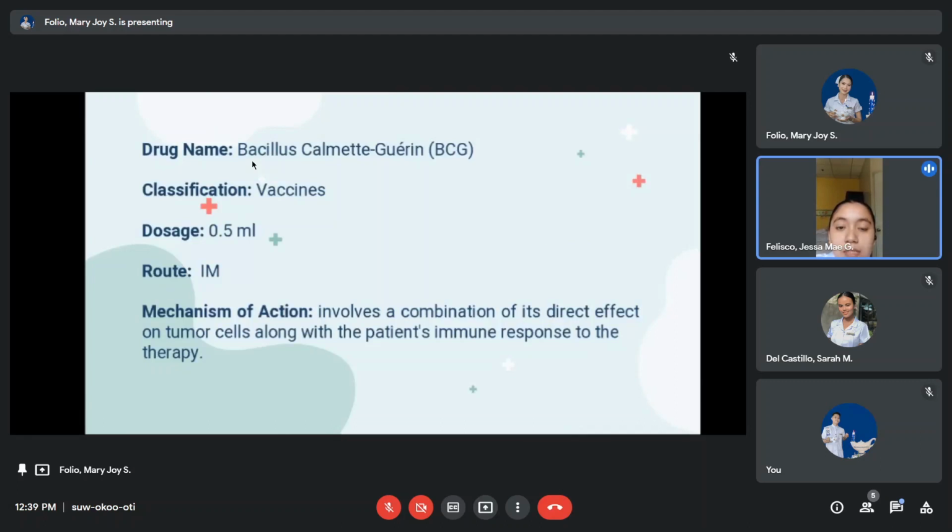Lastly, we have the Bacillus Calmette-Guérin or BCG. This belongs to the classification of vaccines and the dosage is 0.5 ml. The route is intramuscular. The mechanism of action involves a combination of its direct effect on tumor cells along with the patient's immune response to the therapy. Next slide, please.